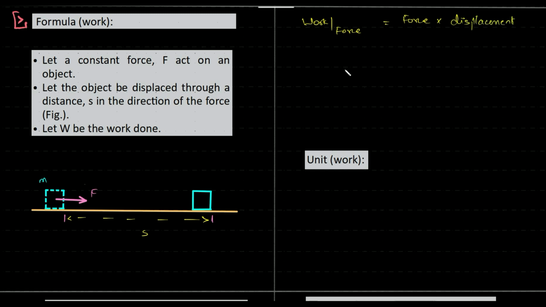That's it. Right? That's your formula. So work is equal to F into s. Very simple formula. You guys can remember this, not an issue. Let's talk about the unit of work.